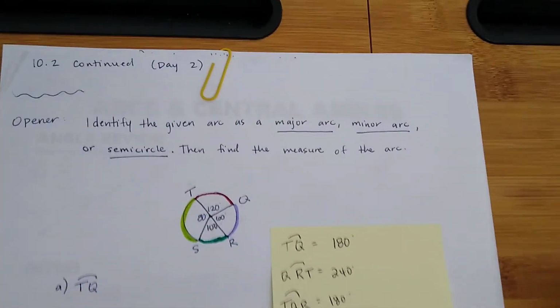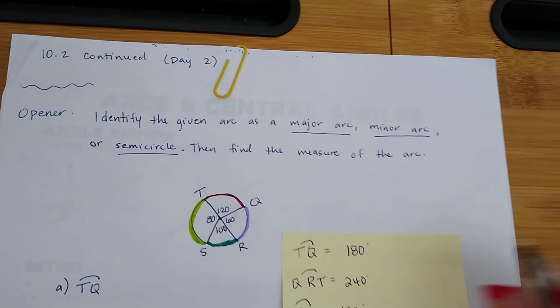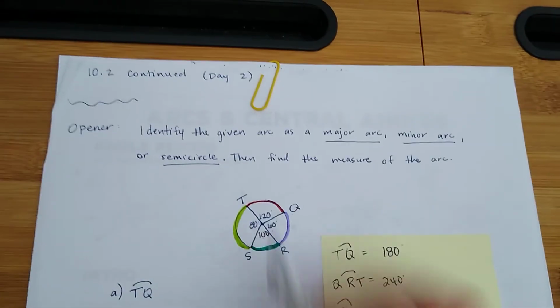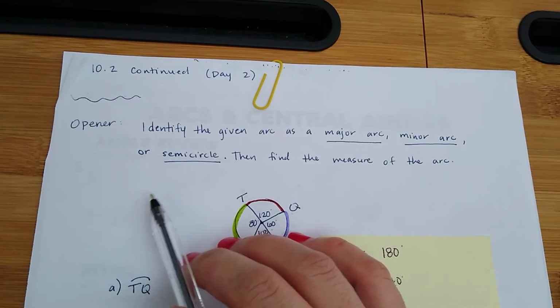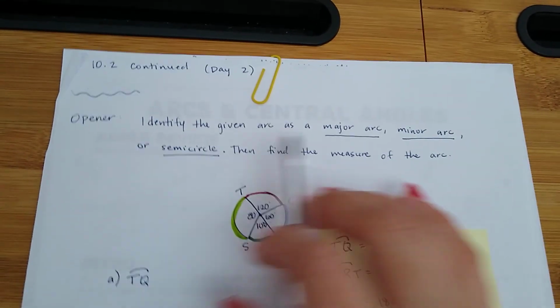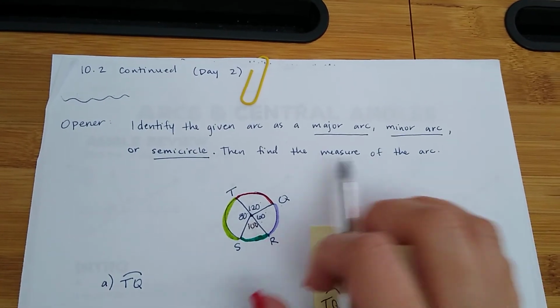And that's it for the opener. So hopefully you were able to get some of these right. And if not, you can always go back and rewatch yesterday's lesson just to refresh your memory on the major arc, minor arc, semicircle, and how to find the measure of arcs.